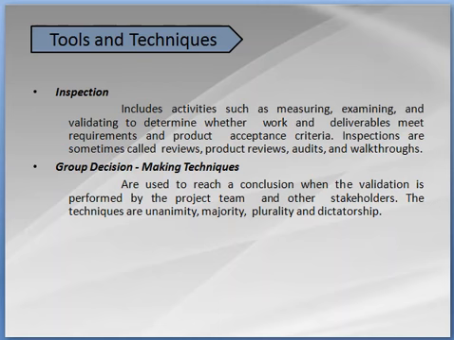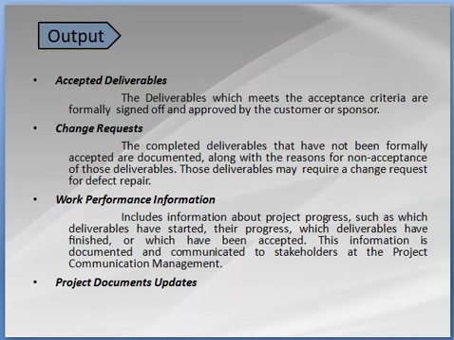Techniques are used to reach a conclusion when the validation is performed by the project team and other stakeholders. The techniques are unanimity, majority, plurality, and dictatorship. The output of validate scope is accepted deliverables. The deliverables which meet the acceptance criteria are finally signed off and approved by the customer or sponsor.